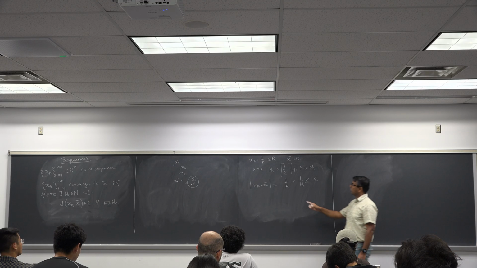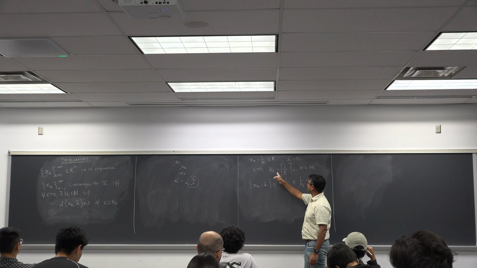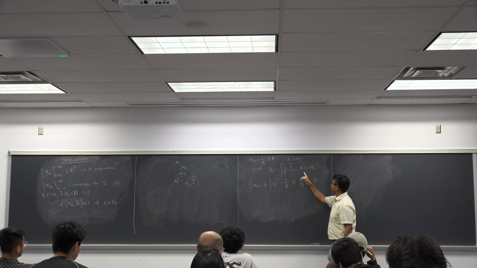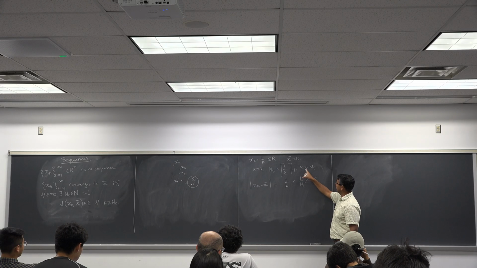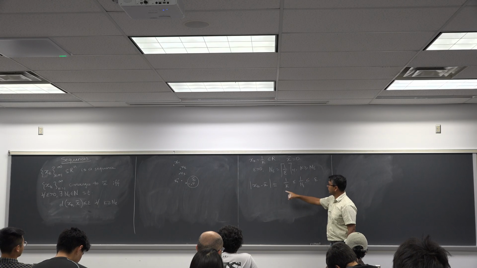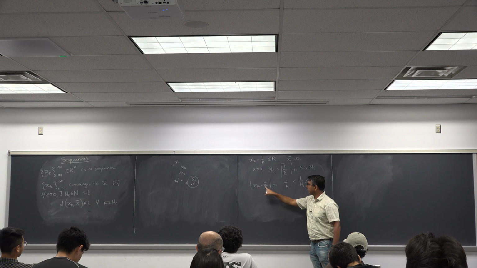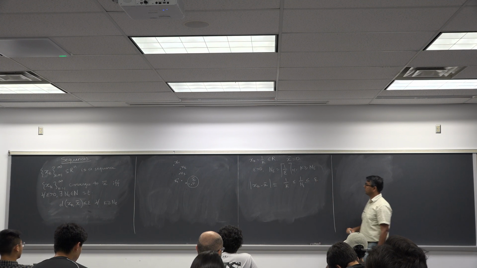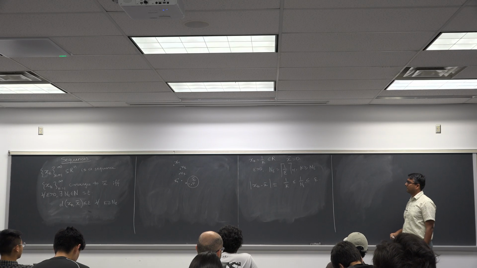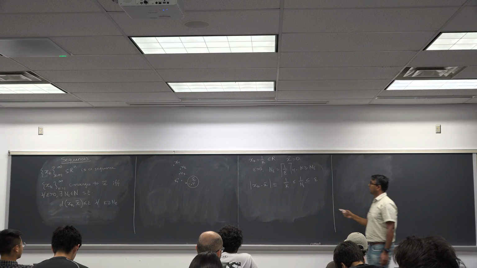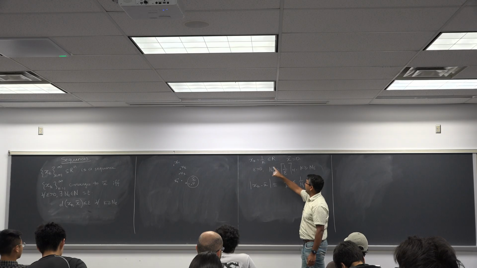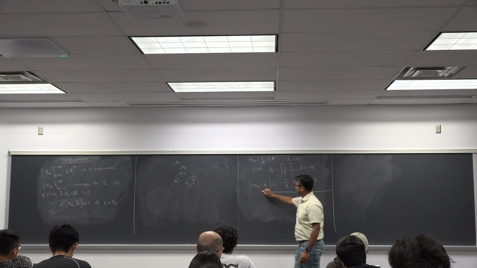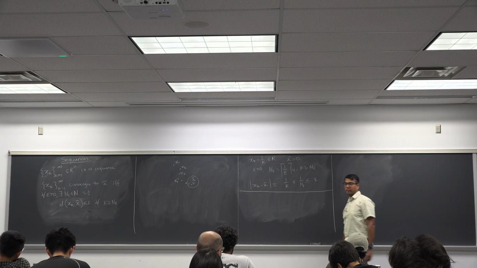So for a given epsilon greater than 0, I have been able to find a natural number n epsilon such that for every k greater than or equal to n epsilon, what I have proved is xk minus x bar is less than epsilon. Okay, so now we have proved that this is indeed the point at which 1 over k converges. Any questions so far?